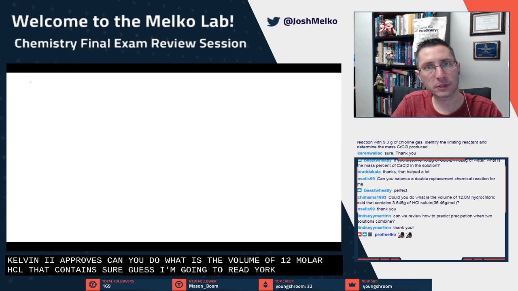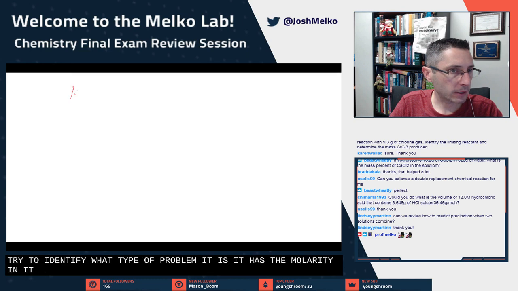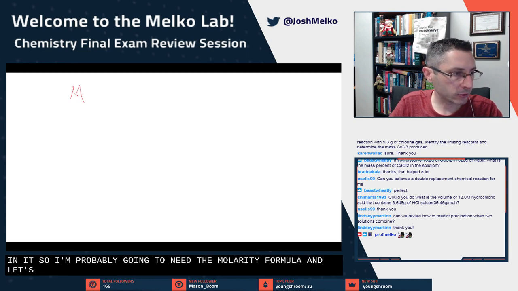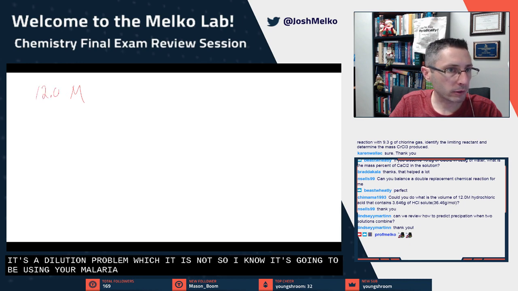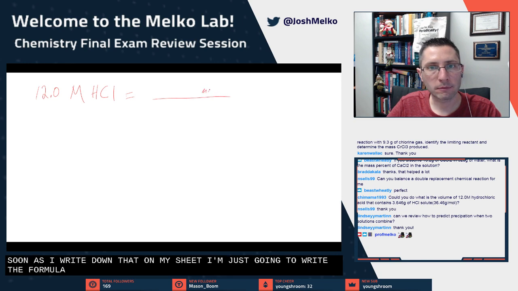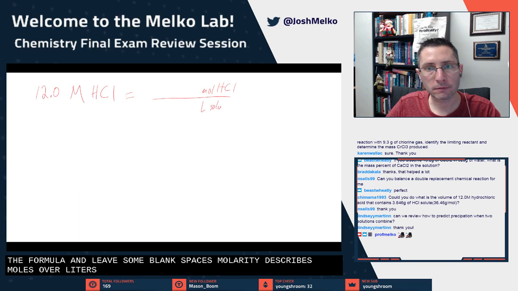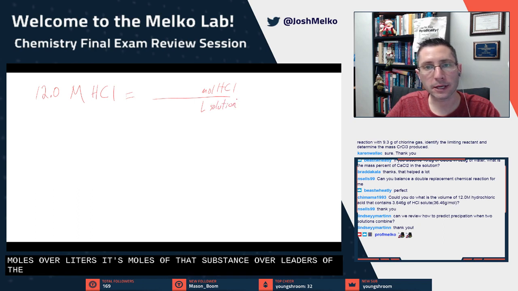Okay, so I'm going to read your question and try to identify what type of problem it is. It has a molarity in it, so I'm probably going to need the molarity formula, unless it's a dilution problem, which it is not. So I know it's going to be using the molarity formula, 12.00 molar hydrochloric acid. As soon as I write that on my sheet, I'm just going to write the formula and leave some blank spaces. Molarity, this capital M, describes moles over liters. It's moles of that substance over liters of the entire solution.